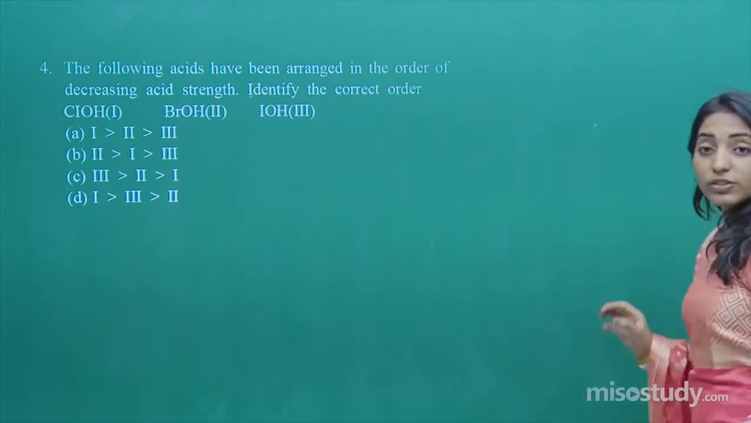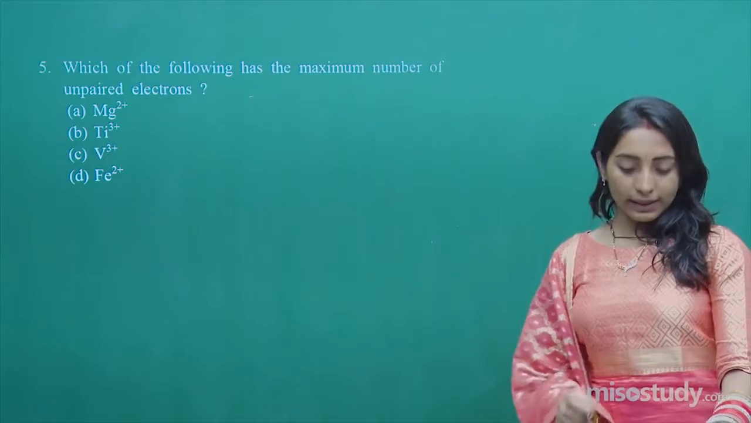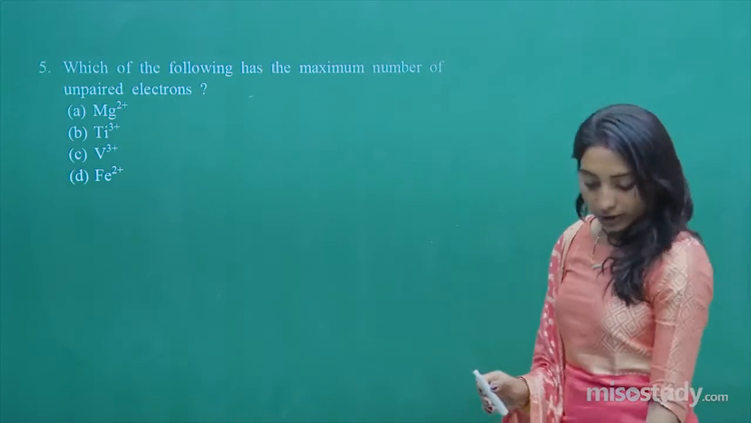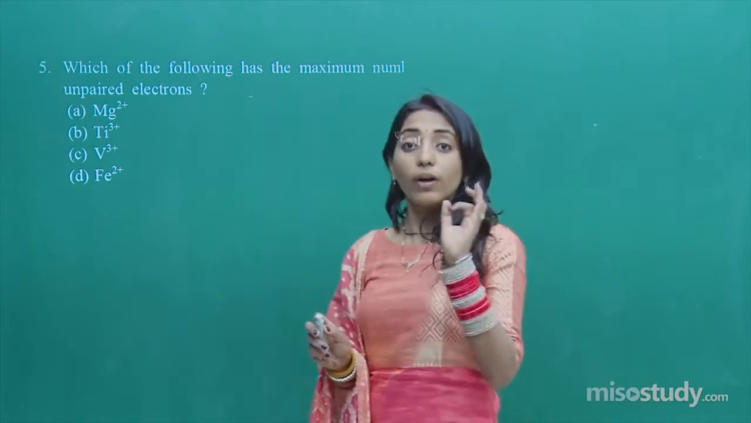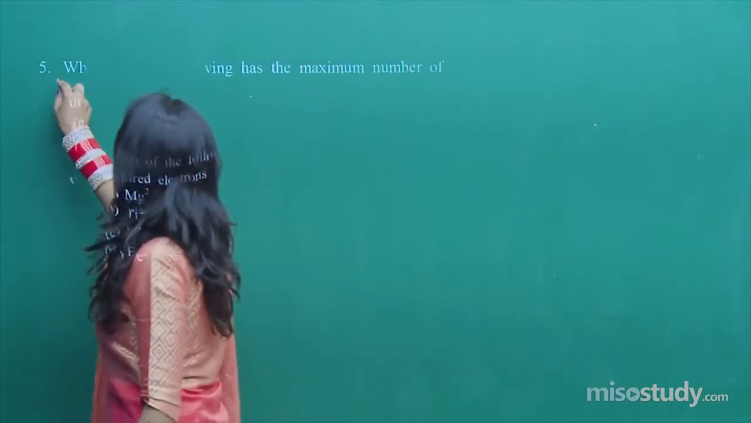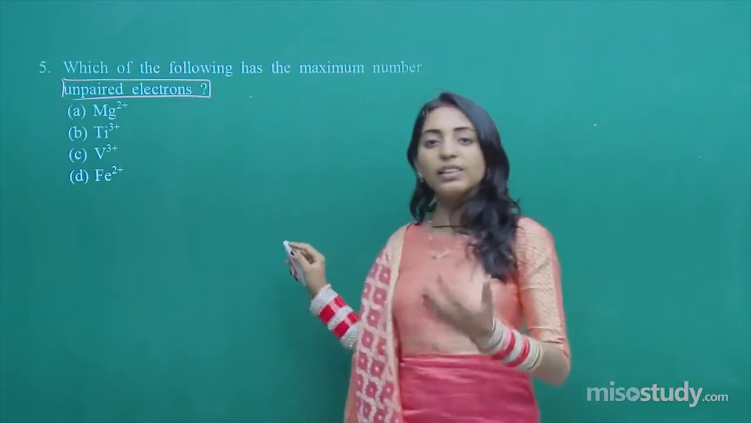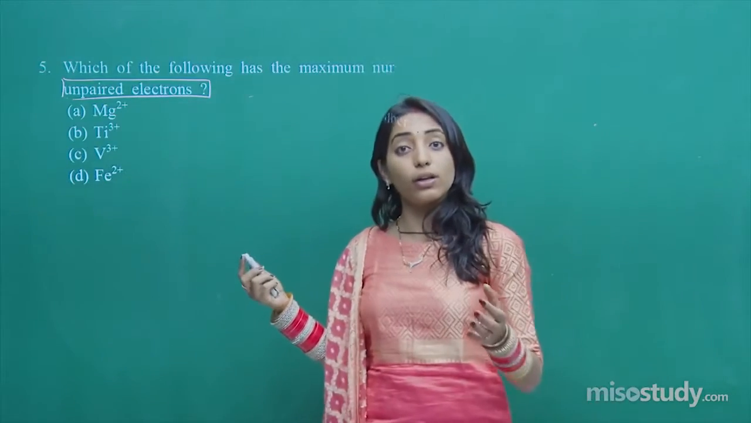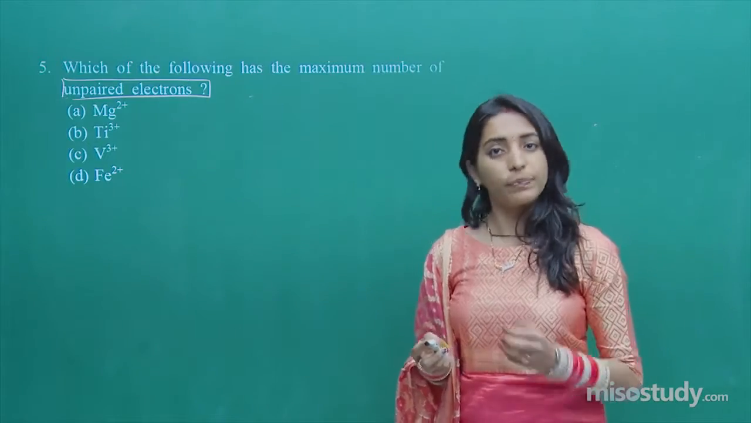Okay, so let me just read out the question for you. Question number 5 says: which of the following has maximum number of unpaired electrons? So you need to calculate the number of unpaired electrons, and the best possible way is to write down the electronic configuration by first writing down the atomic number and then calculating.